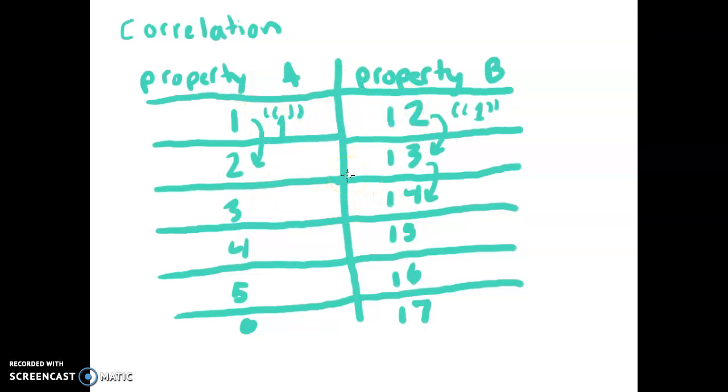Now, this is not the only kind of correlation we could have, right? There are different kinds of correlations. So two of the correlations I want to talk about are linear and quadratic.